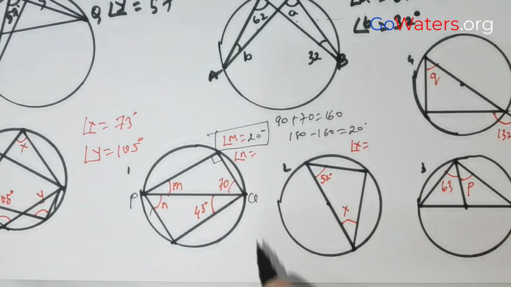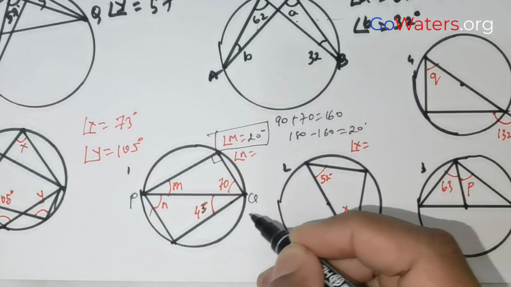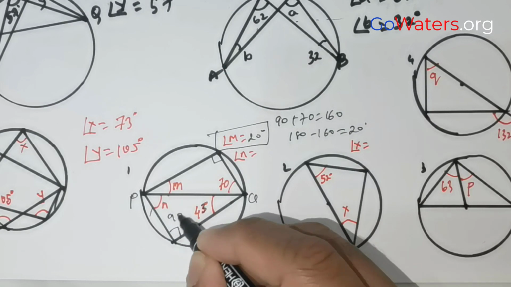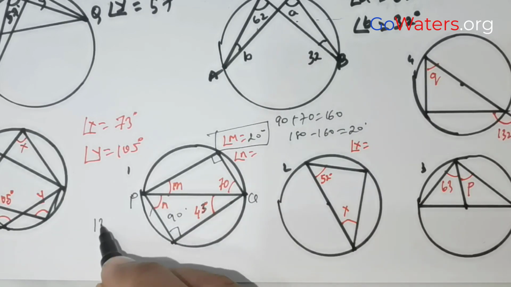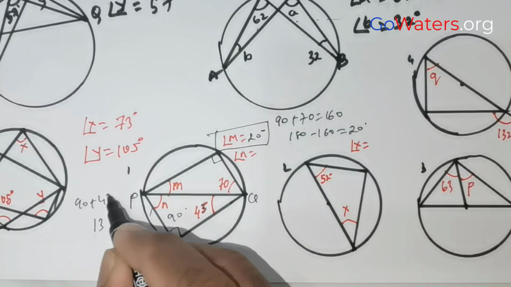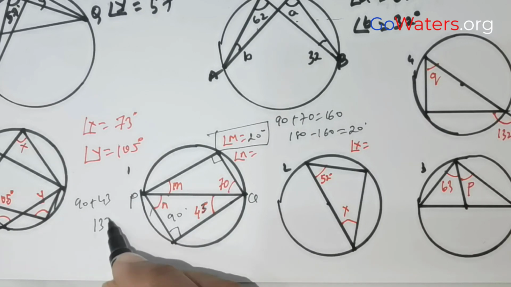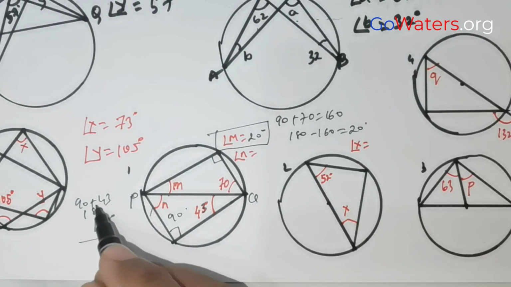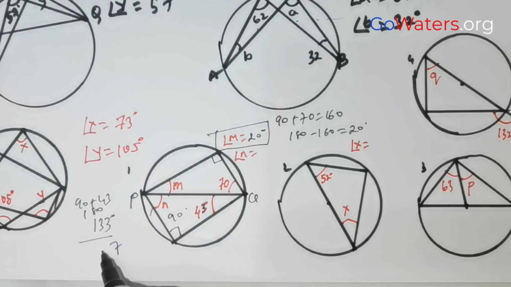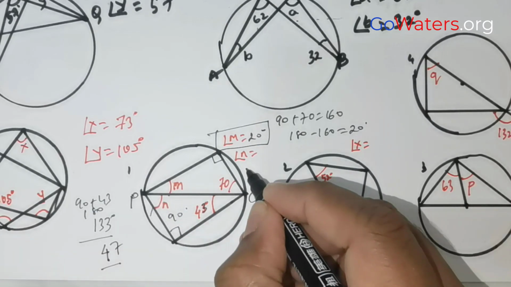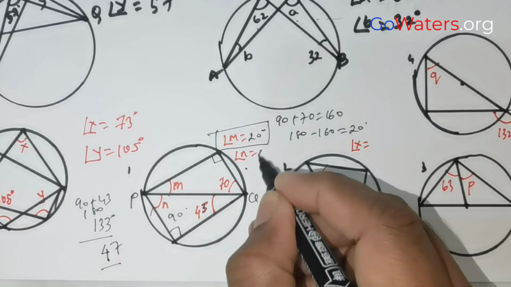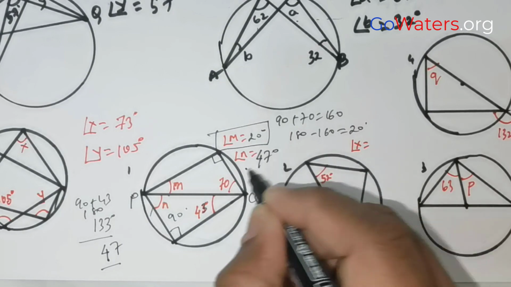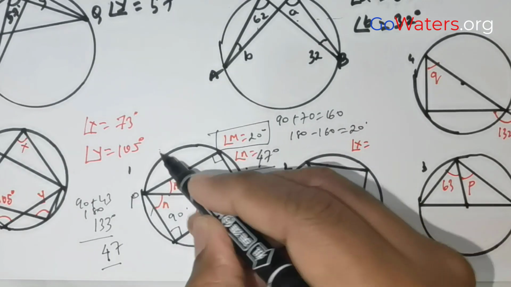That's the answer. This is 43 degrees. I know for sure this is 90 degrees. So this is going to be 90 plus 43, which is 133 degrees. So from 180, I subtract 133. So angle N is going to be 47 degrees. So that's the solution. So we have solved this.